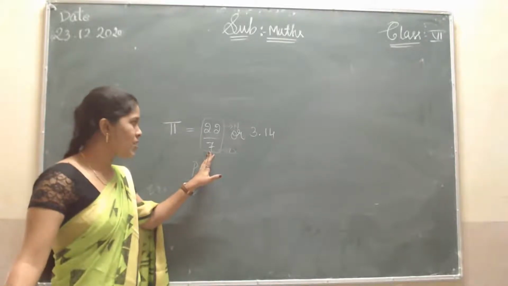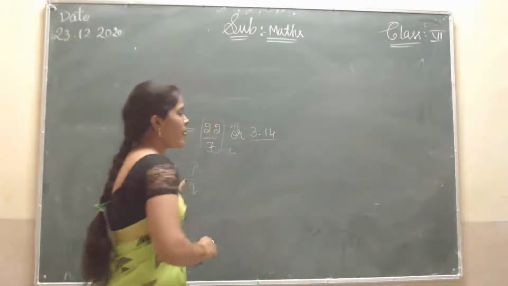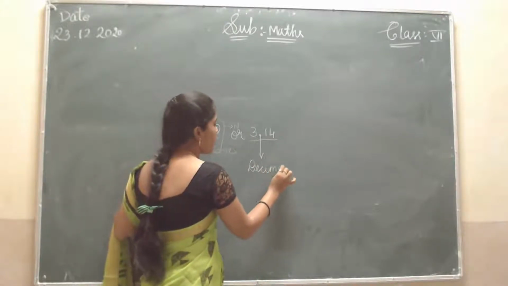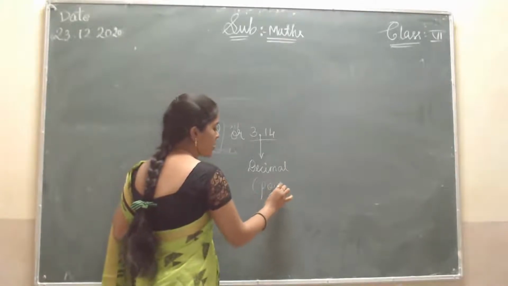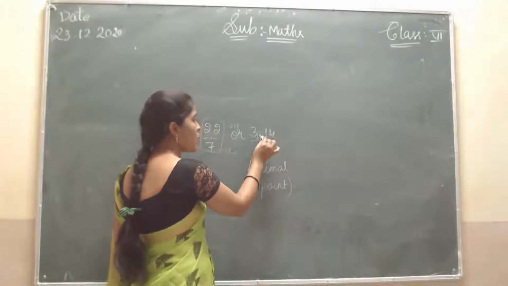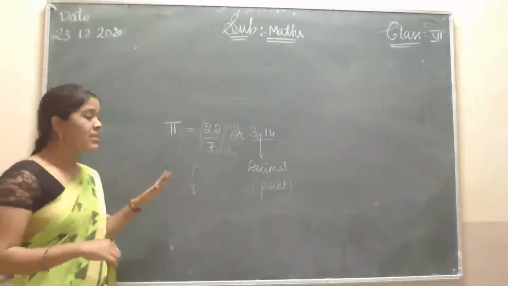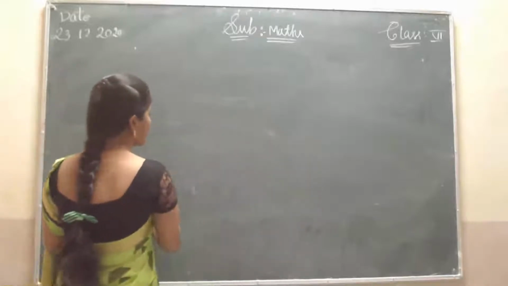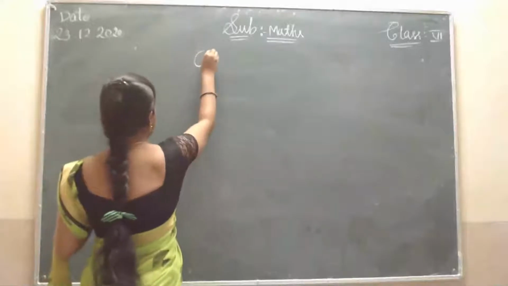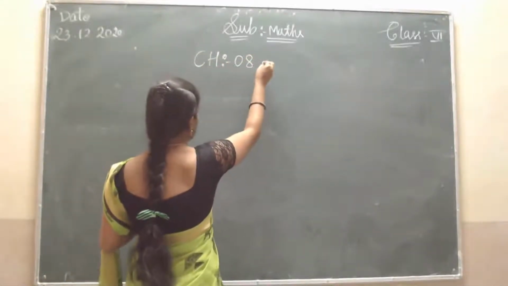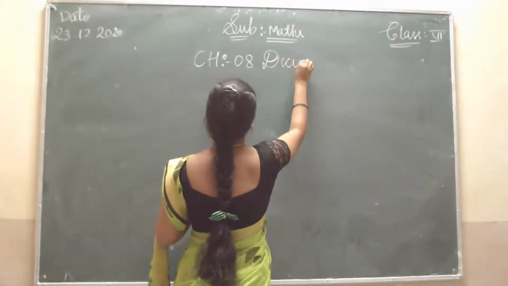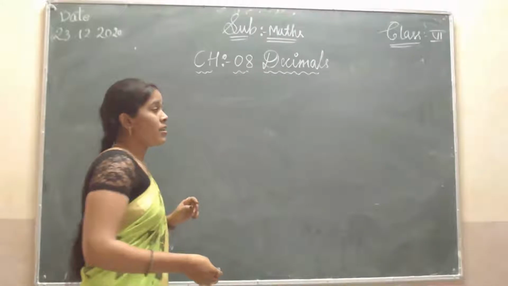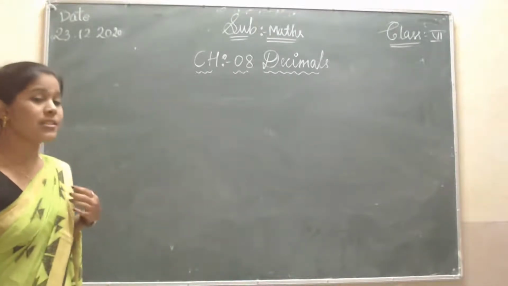So this is in the form of a fraction, and 3.14 is in the form of a decimal because it has a point. This is nothing but the decimal point. So in the previous class we completed fractions. Now in this class we will start decimals, the 8th chapter. In this session, we will learn the basic things about decimals. This is an introduction.